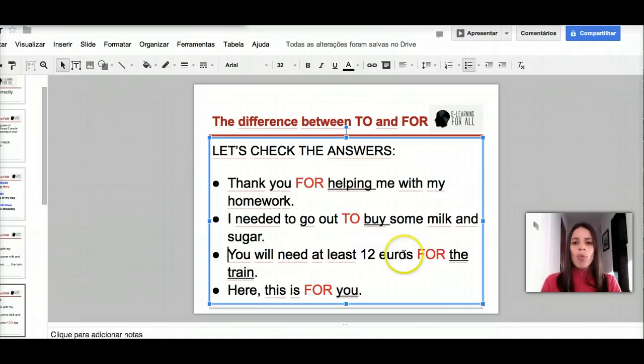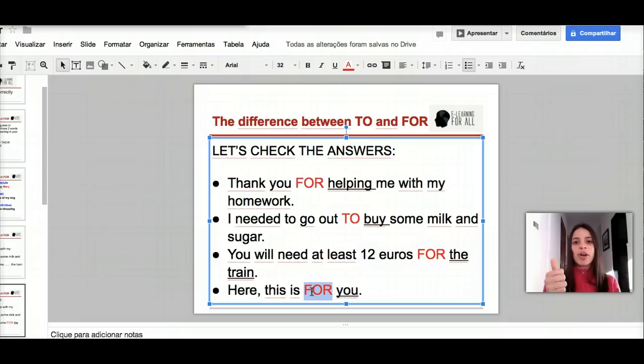For the train. Why for the train? Because the train is a noun. Yes? The train is a noun. So, for the train. When we have a noun and a pronoun, remember we use for, right? Okay. The last one. Here, this is for you. For you, because you is a pronoun, so we use for, right? Remember? For with noun and pronoun.